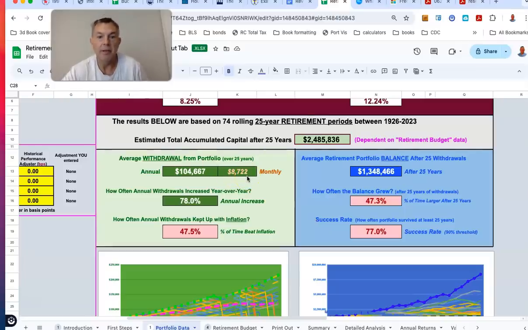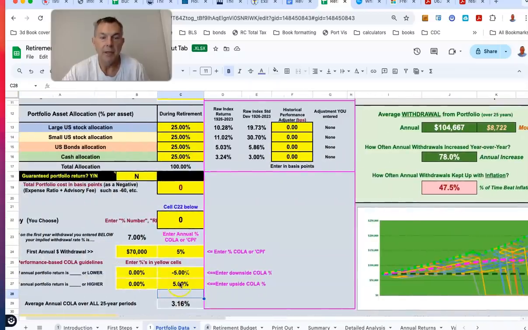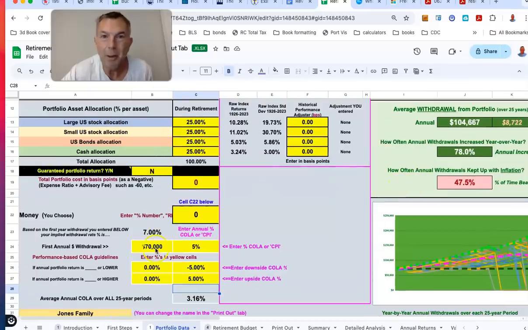Not too shabby. How often do withdrawals increase year over year? 78%. And they kept up with inflation 47.5%. Now remember, I'm only using a 5% increase anyway. So inherently, if we have inflation above 5, I will not increase with that. And if we have a market that goes down, I will not increase with inflation. So I've kind of handcuffed myself to some regard, but that doesn't matter because I'm starting out with $70,000.